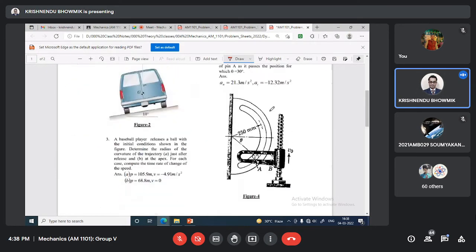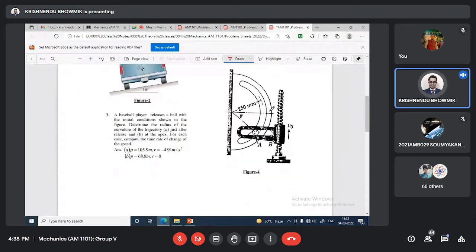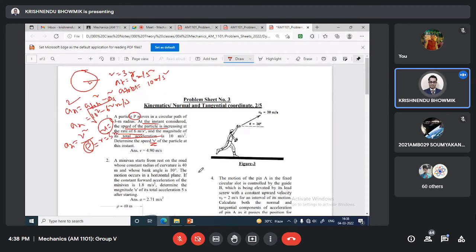Now maybe I'll solve problem 3. I can note down here, just a minute. 1 is done. Number 3. There is a basketball player releasing a ball with the initial condition given. He is releasing the ball with velocity V0 of 30 meter per second at an angle theta equal to 30 degrees.